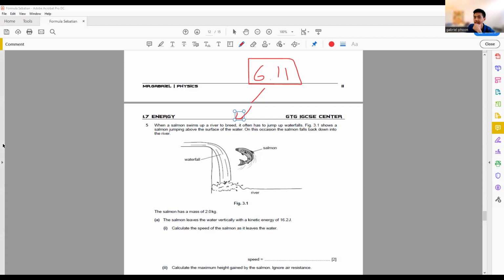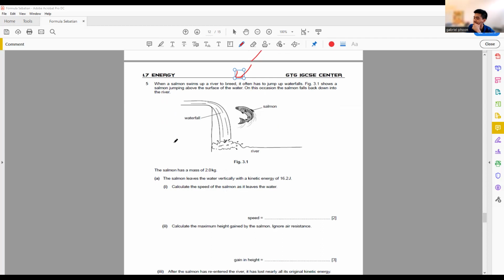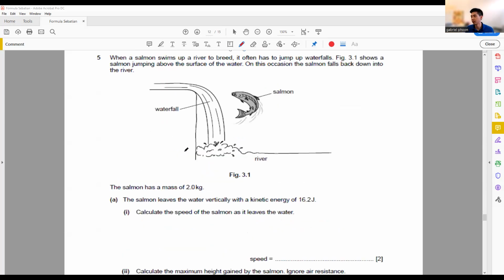Ready to go through the question together? So if you look at this first question here, what do they want from you? What do they want from you here?